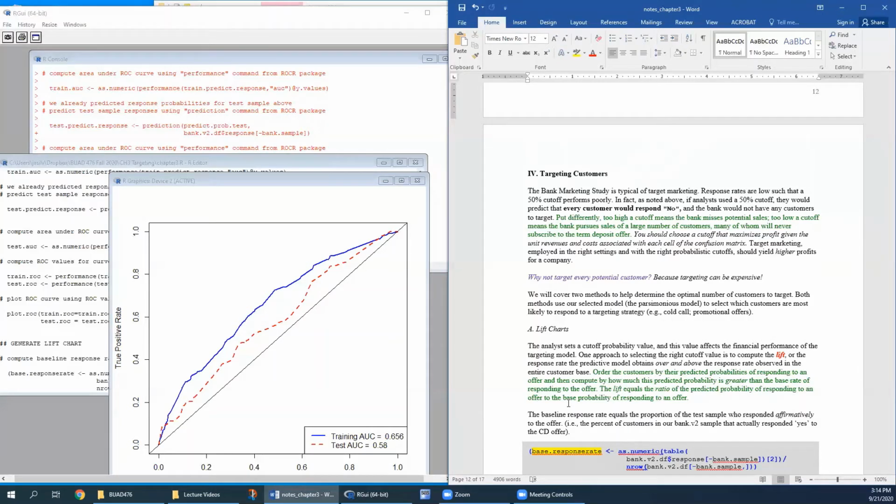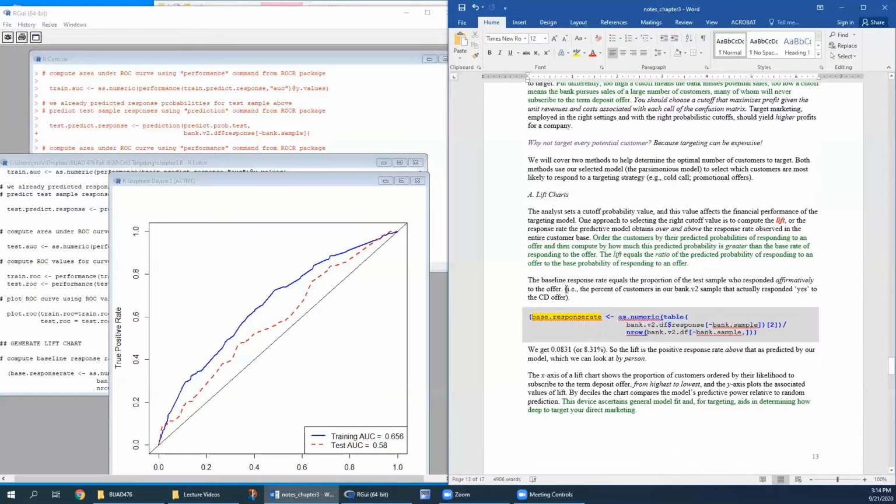We're going to cover 2 methods to help determine the optimal number of customers to target. Both methods are using this selected model, the parsimonious model, to select which customers are likely to respond to the targeting strategy. So targeting strategies include things like cold calls, promotional offers, emails, etc. So the first thing we're going to examine is called a lift chart. So the analyst sets a cutoff probability value, and this value affects the financial performance of the targeting model.